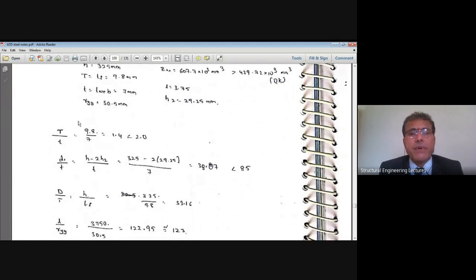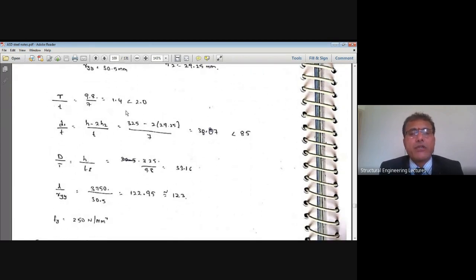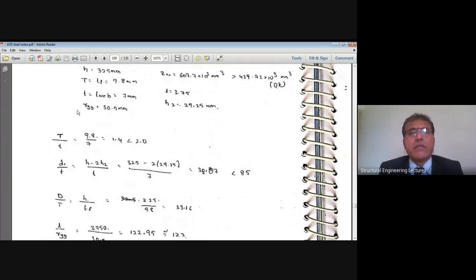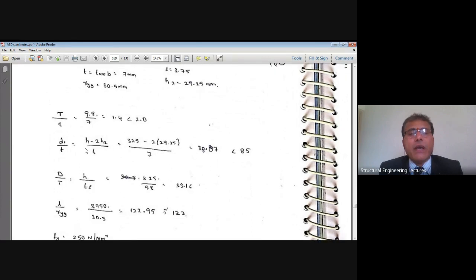After noting down these parameters, I'll find out these ratios: capital T by small t, which is the ratio of the thickness of the flange to thickness of the web. It now works out 1.4, which is less than 2. And also d1 by t, where t is the thickness of the web, the vertical straight portion of this web to its thickness, so that whether buckling will happen or not, that will be checked, right? It now works out 38.07, which is less than 85. And also capital D by capital T, means the overall depth by thickness of the flange. This is for the flange.